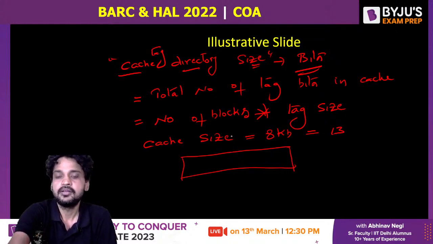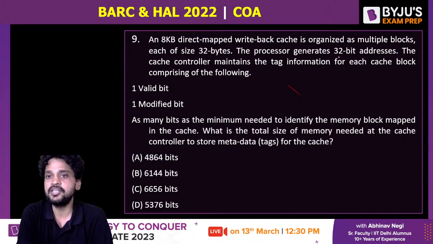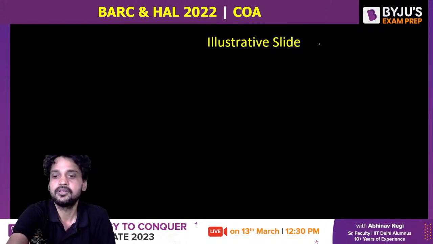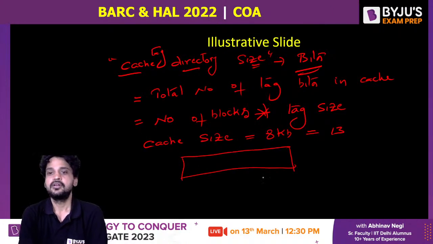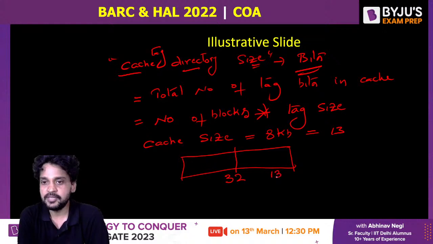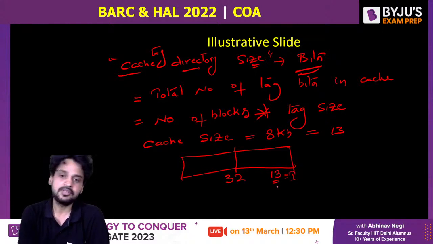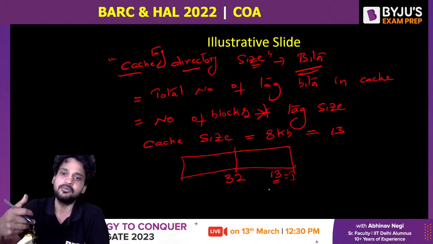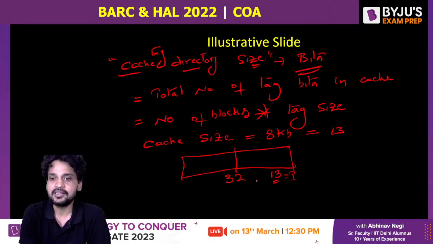Okay. And then main memory generates 32 bits. Total 32 bits. In the 32 bits, 13 bits for index. What is index? Index is as many number of bits as required to represent the cache memory. Remaining 32 minus 13 is equal to 19. The tag bits are equal to 19.